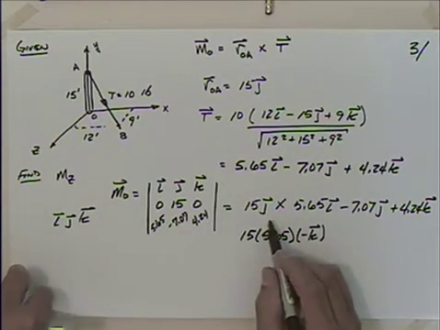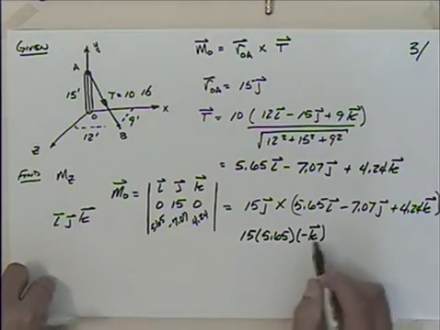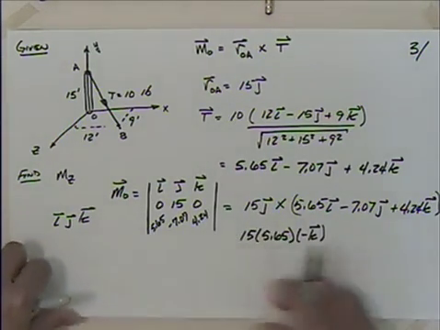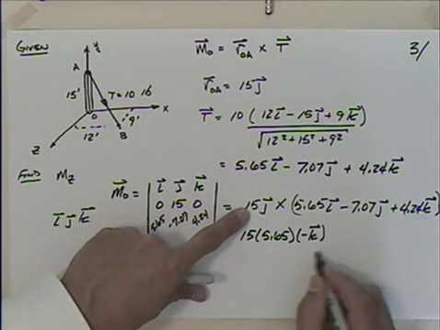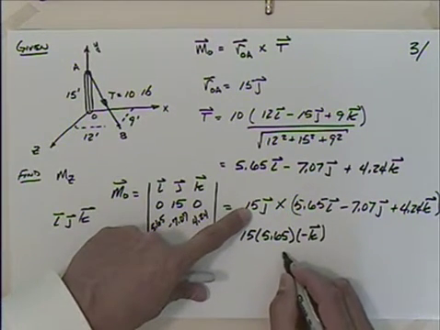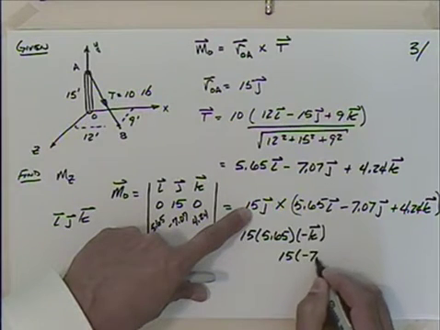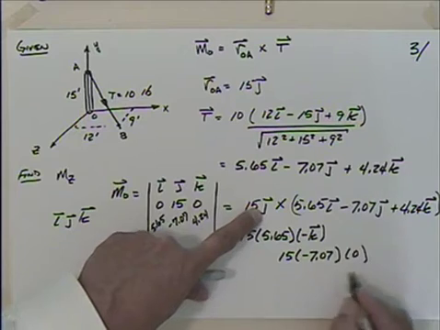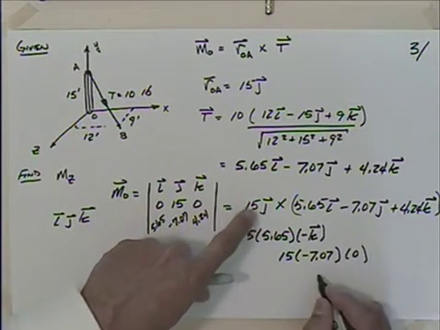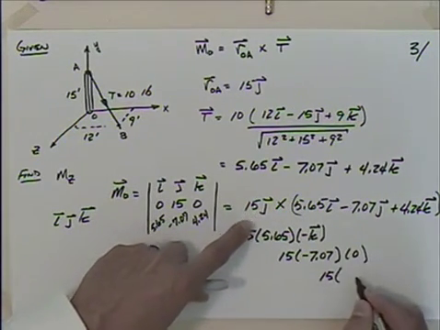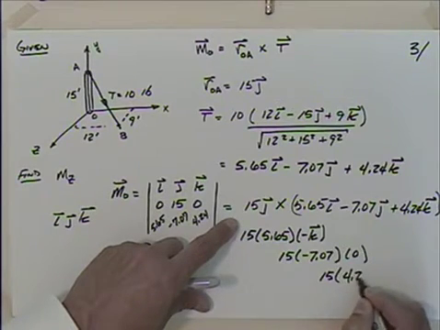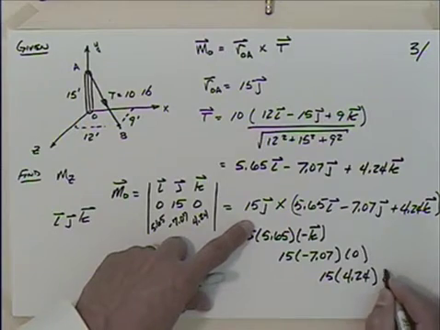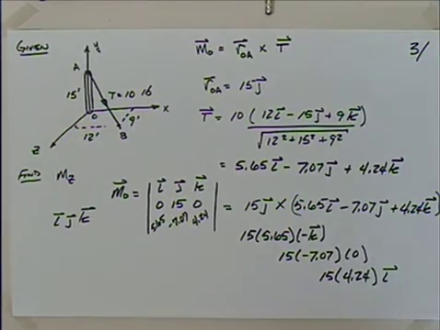And then I have 15. I guess I'll write this out. I don't think we've done this before, so maybe I'll write this out. 15 times a minus 7.07, and then what is J crossed with J? That's 0, isn't it? So that one will go away, and I will have then 15 times 4.24, and J crossed with K gives me I, doesn't it?